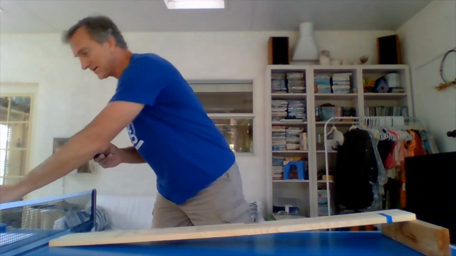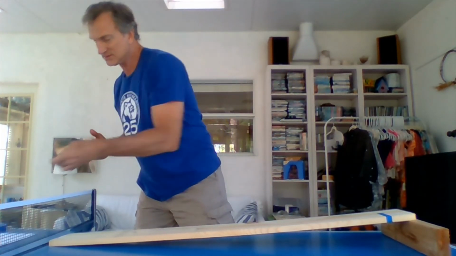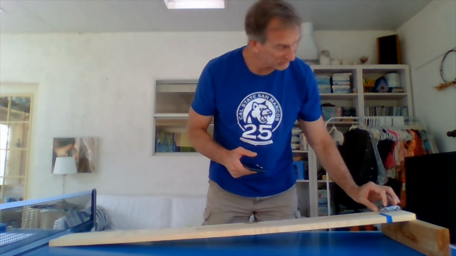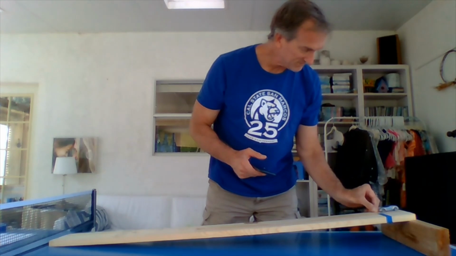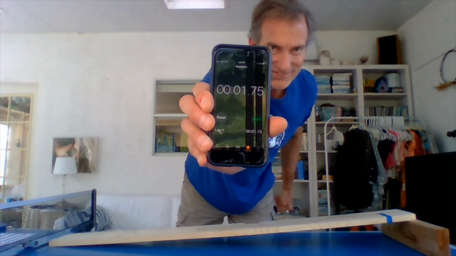1.74 seconds. 1.86 seconds. By the way, this is another good use of a ping pong table. The ping pong net is actually catching the car down here. All right, let's do one more here. 1.75 seconds. That should be pretty good. We'll go with that.